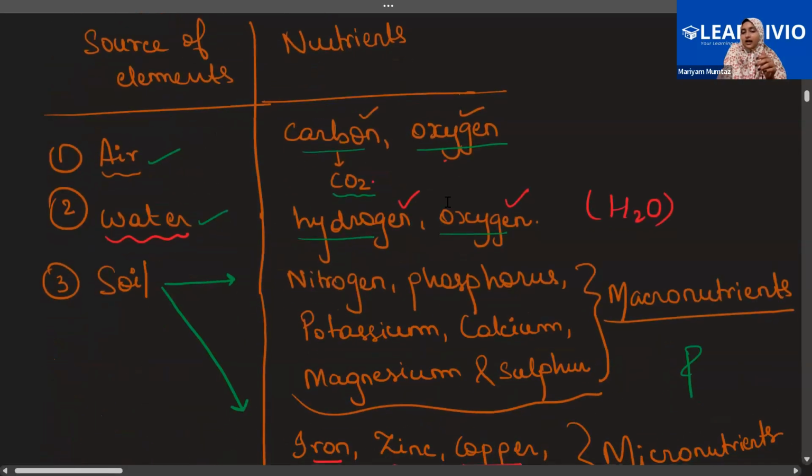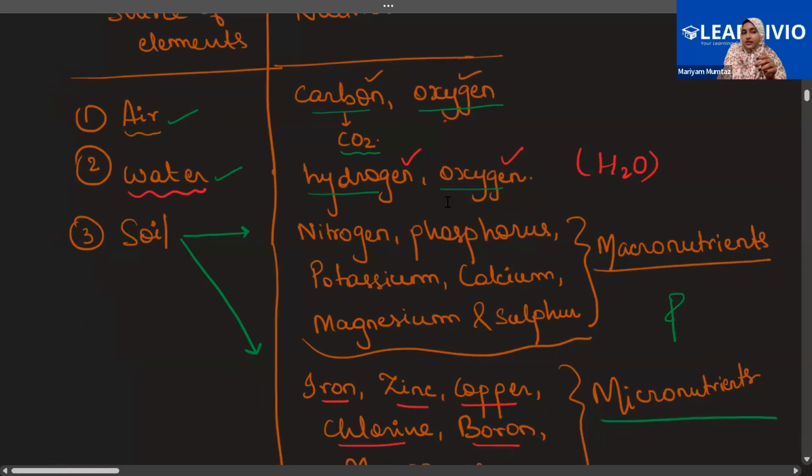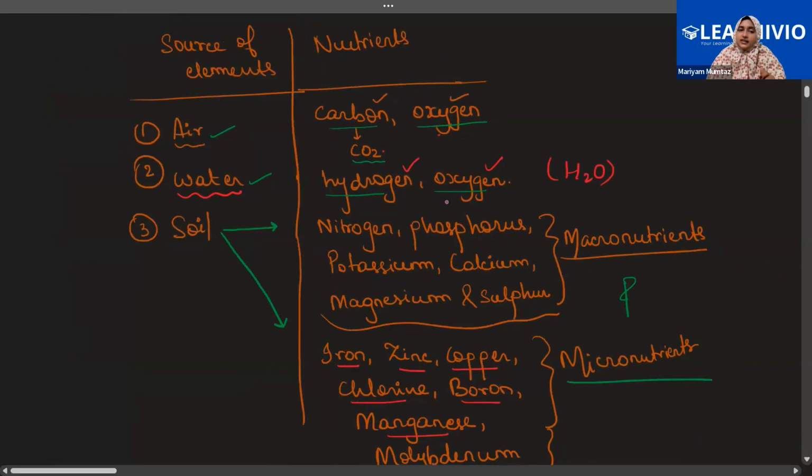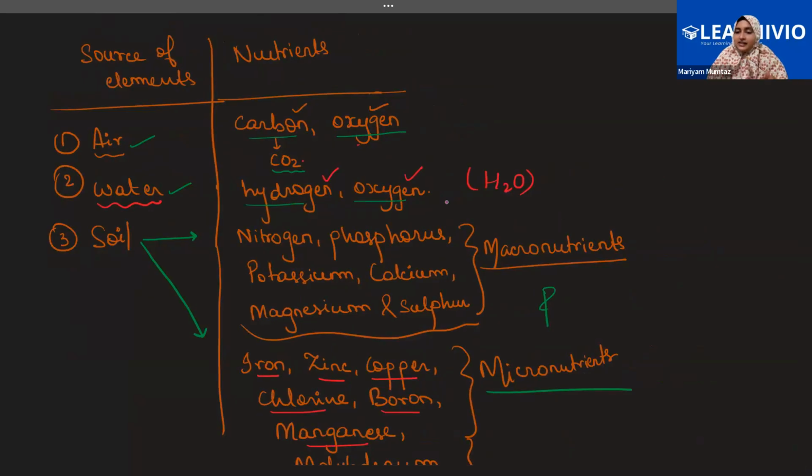Now let us see what are the sources of the nutrients. The first is the air. Let us see what are all of the things that the plant takes in from the air. So the two major gases, that is carbon dioxide and oxygen. These two are taken by the plant through the air. Then comes water. Now water contains hydrogen and oxygen.